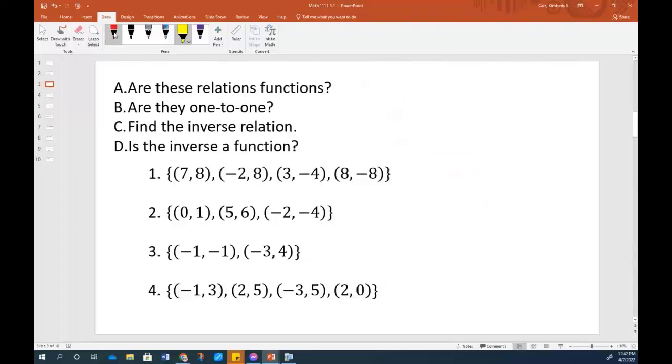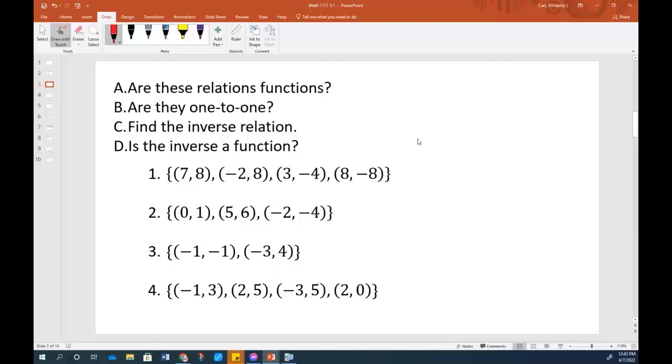Suppose we had a list of points. We can ask, is this a function? If it's a function, every x goes with only one y. Here, 7 only goes with 8. I don't see any other 7's in this lineup. -2 only goes with 8. We're only checking if x goes with one y. 3 only goes with -4. And 8, as the next value, only goes with -8.